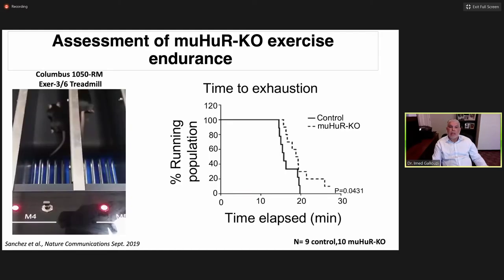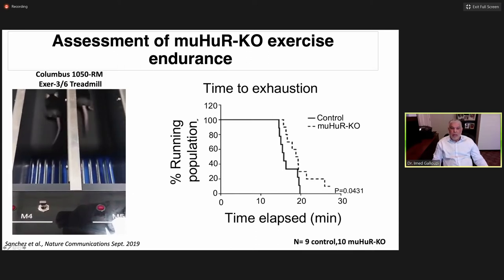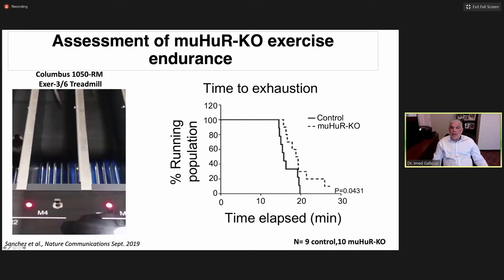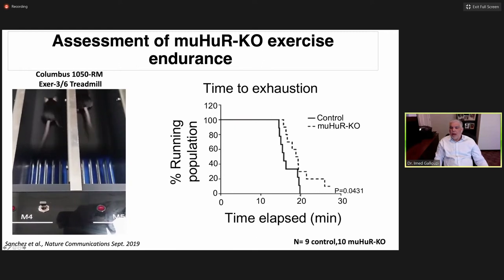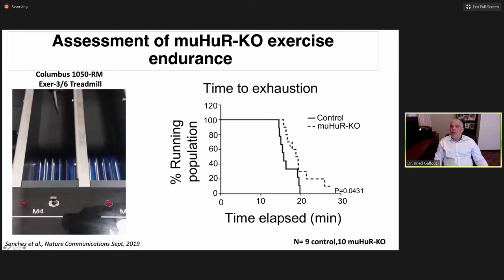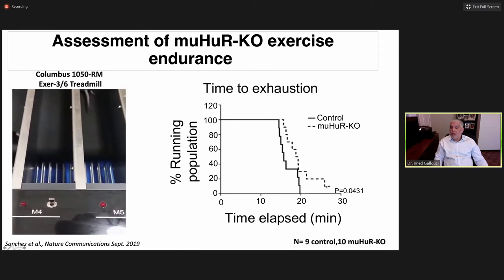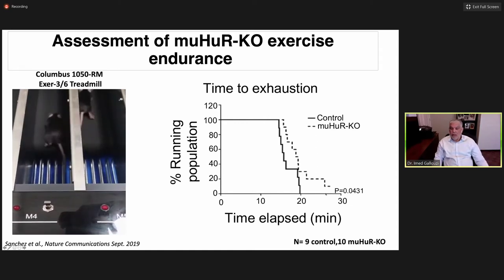So what we did, we assessed the impact of HuR on muscle function. We did several tests. We measured the force, we measured the endurance, using several approaches. One of them is the treadmill exhaustion test. And here is a video, I hope that everybody can see it. We put mice to run on the treadmill until exhaustion. You see here the solid line represents the wild type. The majority of the wild type stop running after 20 minutes. However, the mice that do not express HuR in muscle continue running beyond 27, 28 minutes, the majority of them.